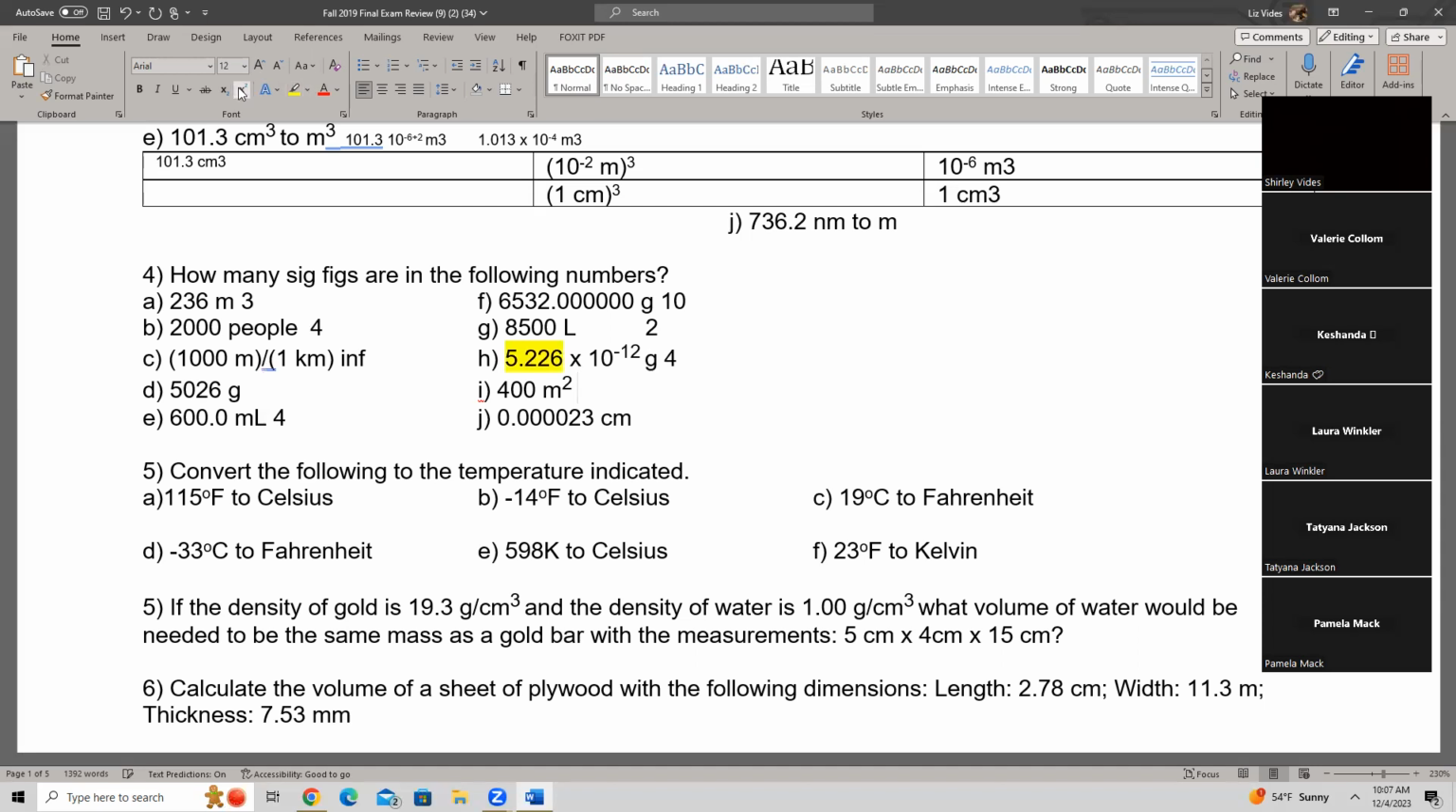You don't convert that one, because when you convert it, I don't know if you noticed, each time the sig figs matter. So if it's done correctly, then 4 is it. What about I?